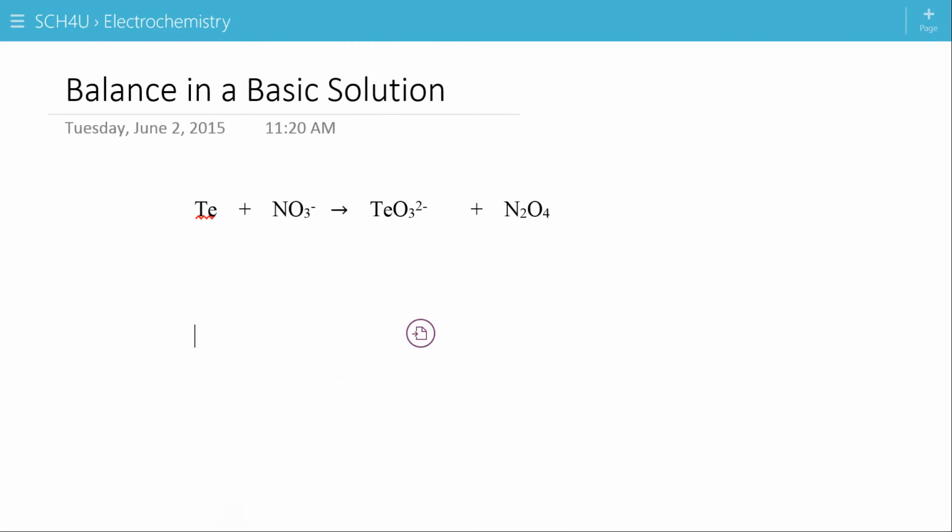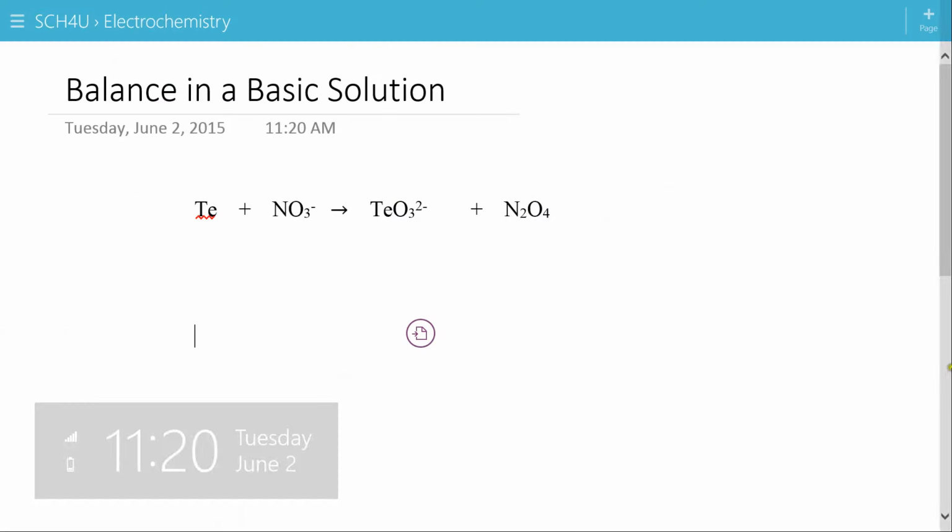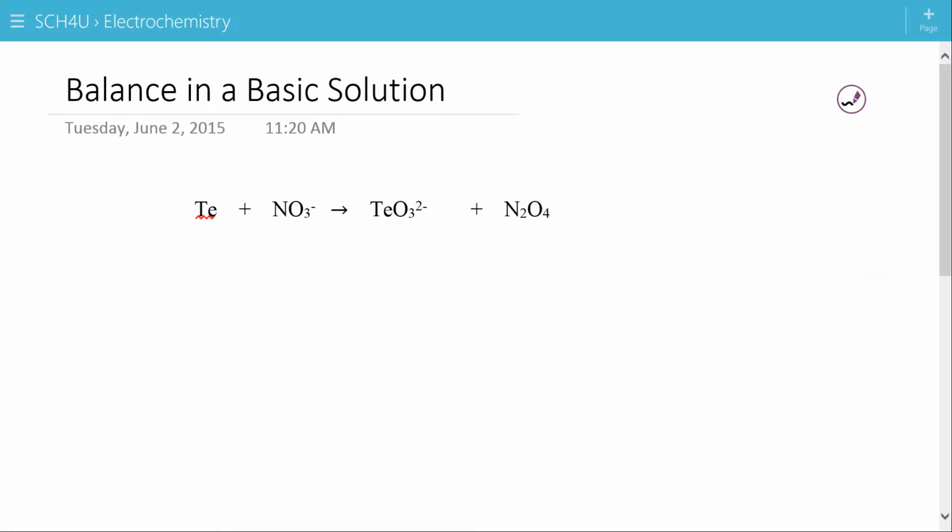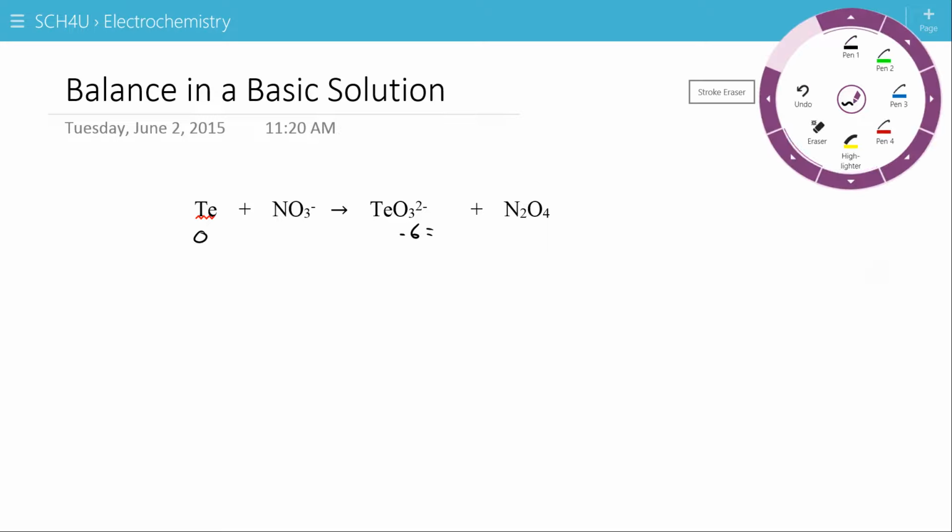Okay, in this video we're going to balance this equation assuming that it's in a basic solution. Again, we're going to try it first by identifying our objects that have oxidation number changes. This is an element, and it goes to, this is -6, and it goes in compound, so it's going to have a change in oxidation number.